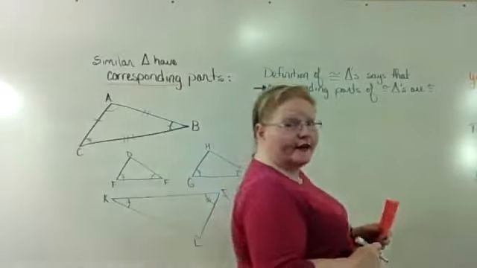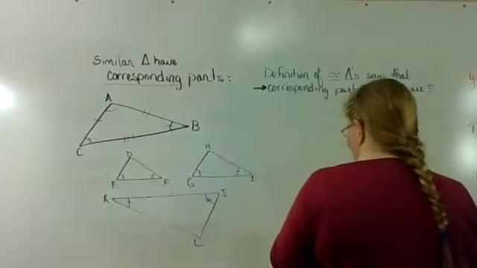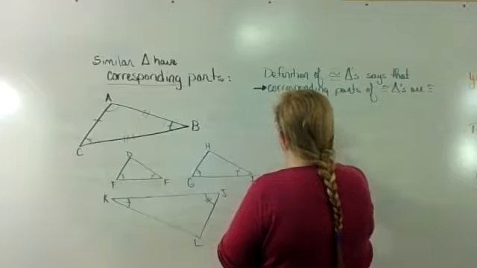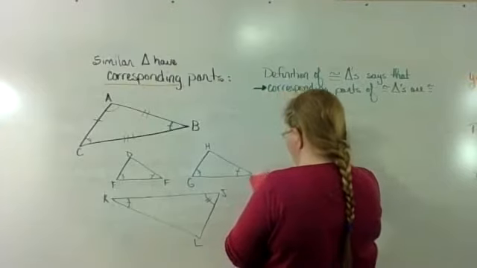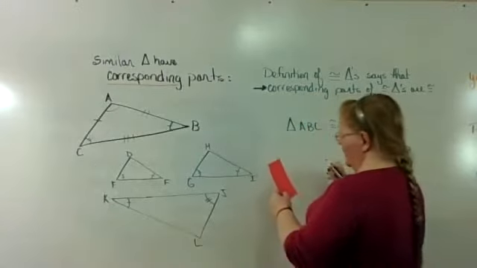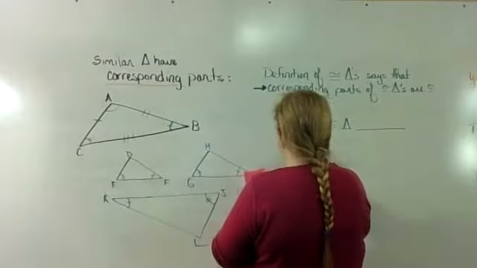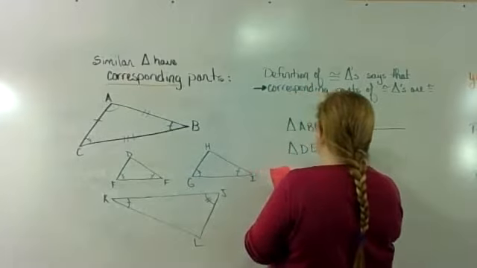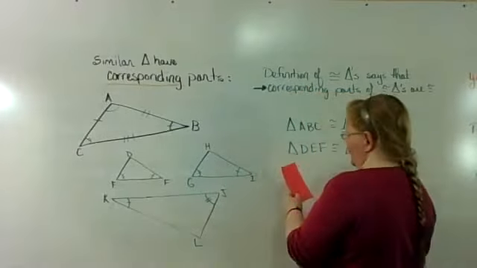Given these four triangles there, triangle ABC is congruent to triangle blank. Triangle DEF is congruent to triangle blank.